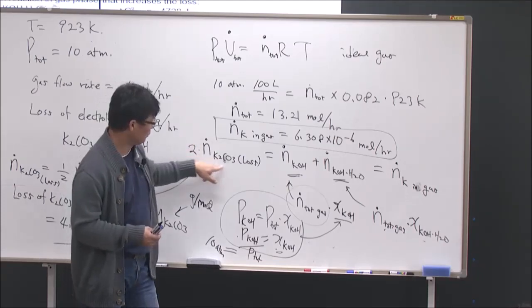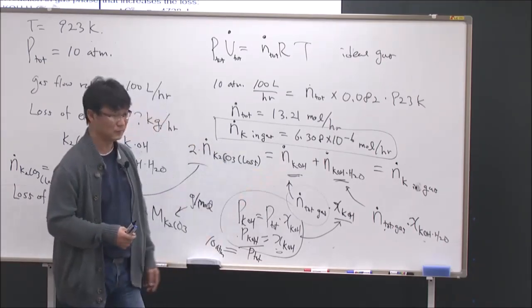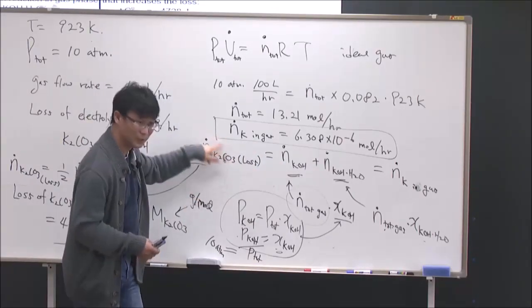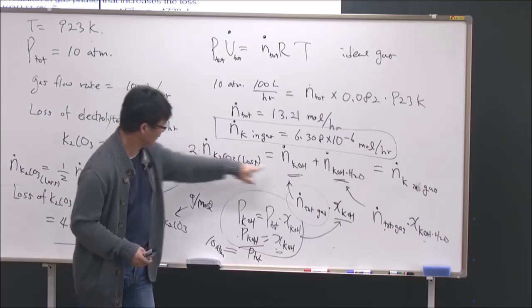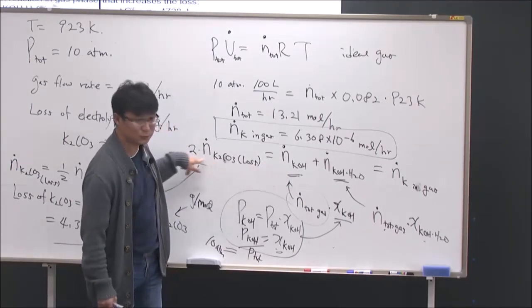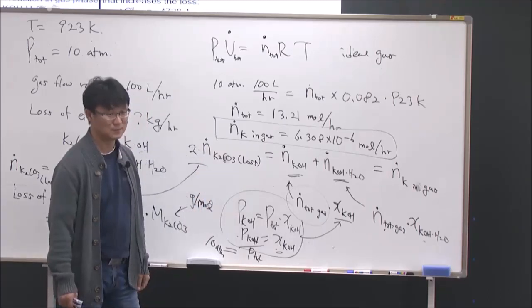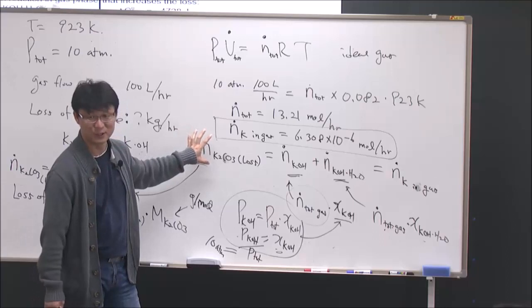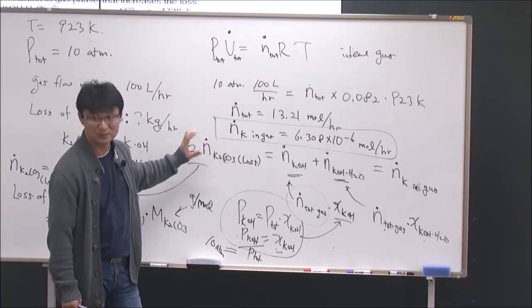One mole of this one will produce 2 moles of this one. So the number of moles of this one produced is 2 times this one. This one corresponds to 2 times this. I know even I was confused when I wrote it down. Is it okay? Make sense?